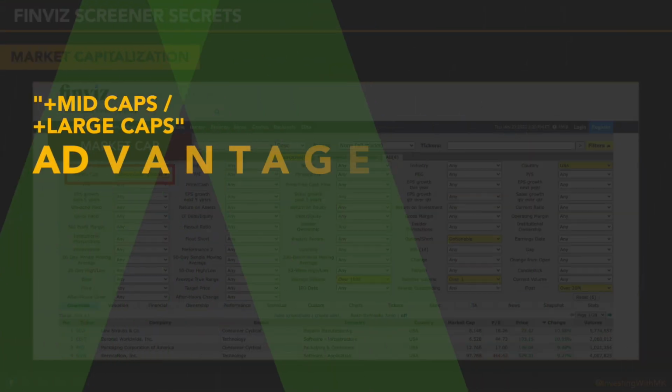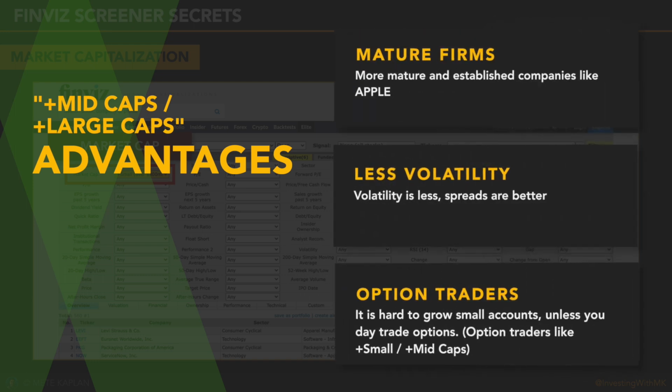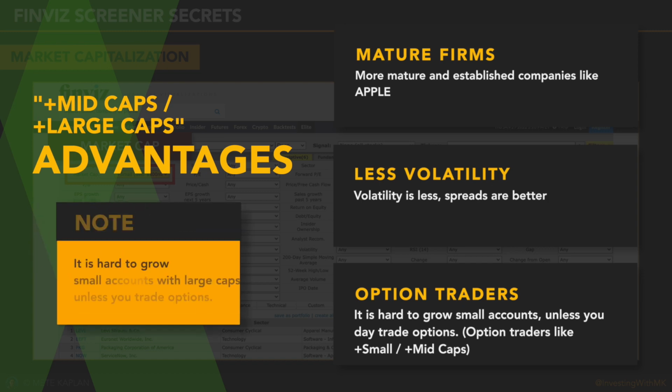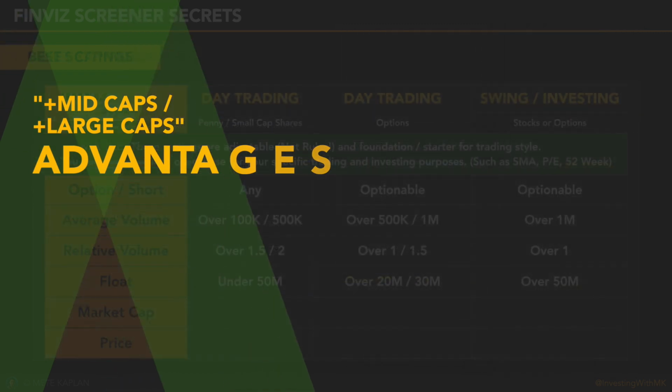Mid, large, and mega caps. These stocks are more mature and established companies like Apple. Volatility is less, spreads are better. But shares will be much more expensive than small caps. It's hard to grow small accounts unless you trade options. For example, Apple, Tesla, and AMD are some of my favorite stocks to day trade options. I check these stocks every single trading day.